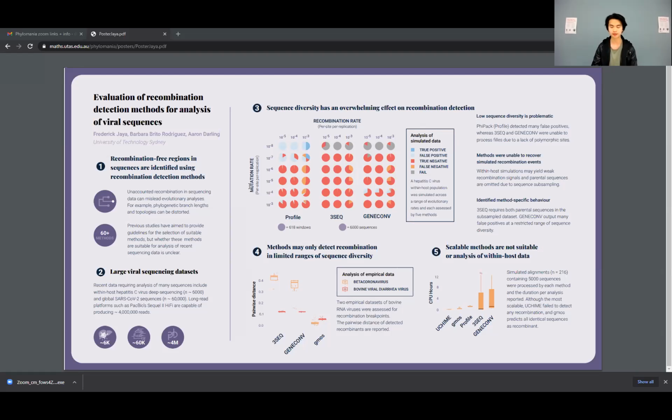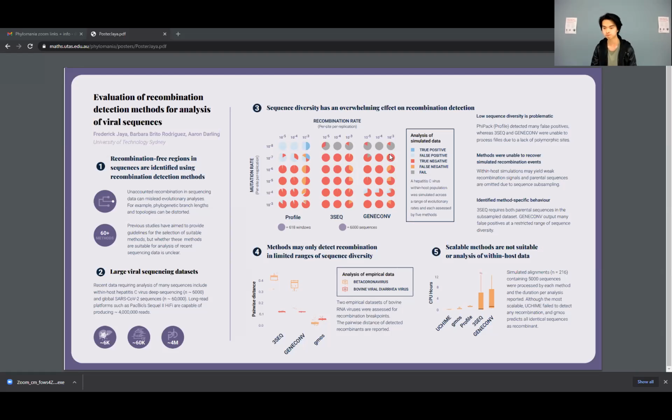And here, the 5 detection methods that we looked at include PhiPack using the profile option. So if David is in the crowd listening somewhere, I would love some feedback on what you think about this, and I'm gladly to hear you tell me that I'm wrong. But firstly, in PhiPack profile, we found a lot of false positive detections when sequences were quite similar.